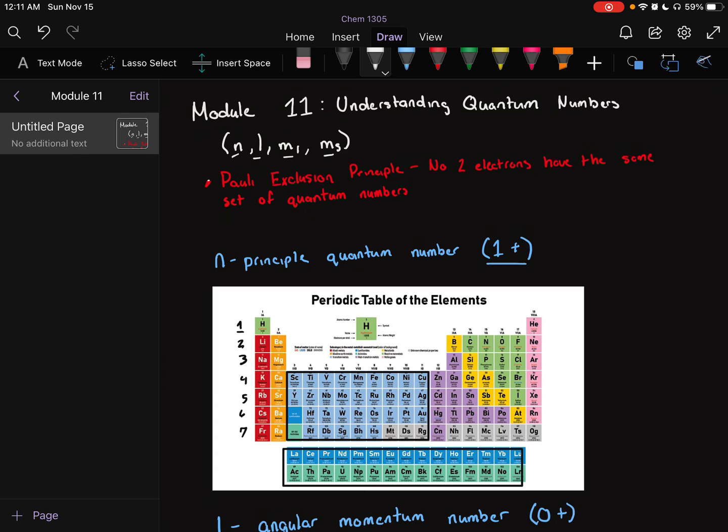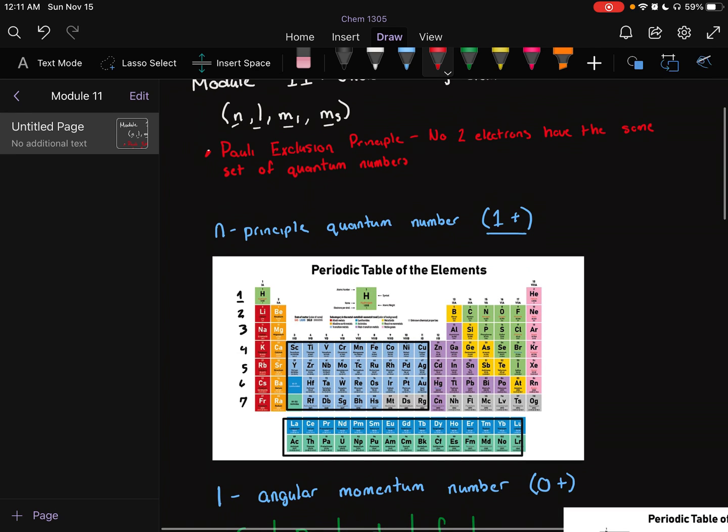Before I actually tell you what n, l, ml, and ms mean, I need to go over the Pauli exclusion principle, which basically states that no two electrons have the same set of quantum numbers. Simply put, similar to how each specific element has a unique number of protons, a specific electron will have a unique quantum number set. All right, with that out of the way, let's get into the material.